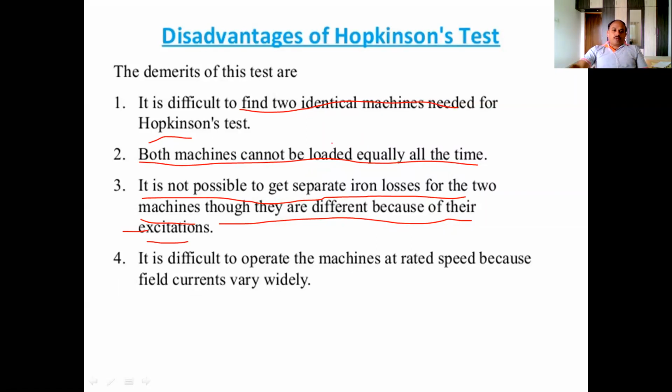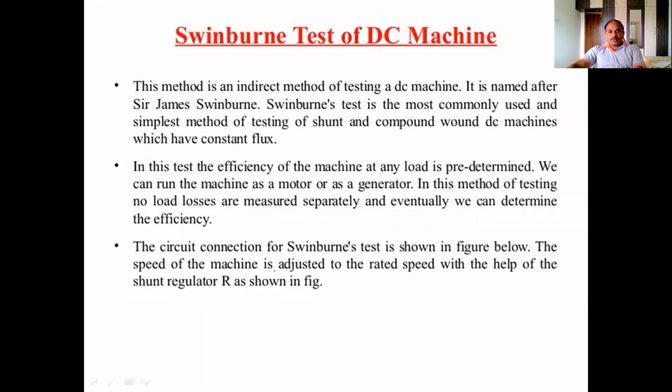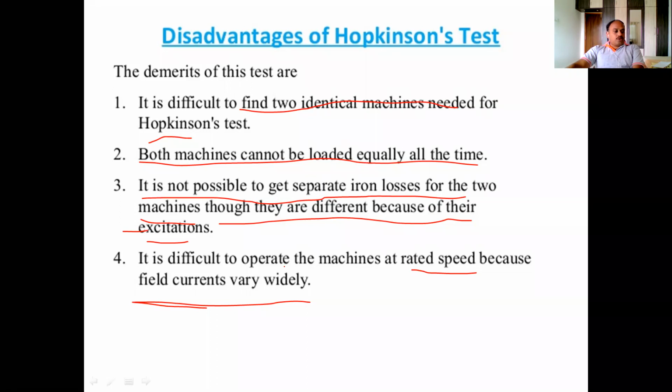It is difficult to operate machines at rated speeds because field currents vary widely. Rated speed means first of all we fix the rated speed of the motor by varying the motor field rheostat. But once the generator is loaded, the motor is also loaded, and the speed of the motor decreases. So this is also one disadvantage in this test. So this is all about the Hopkinson test.